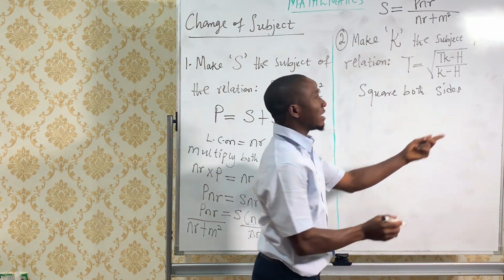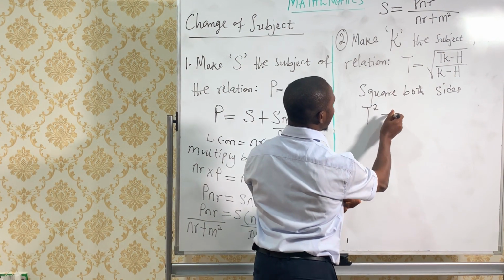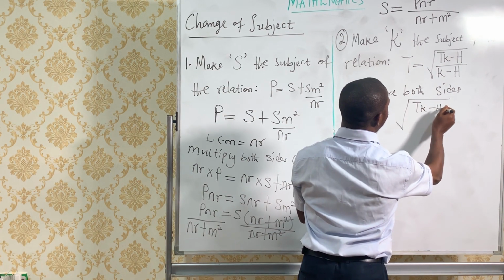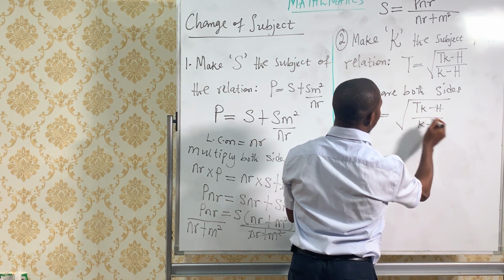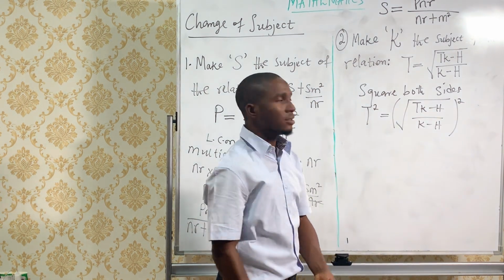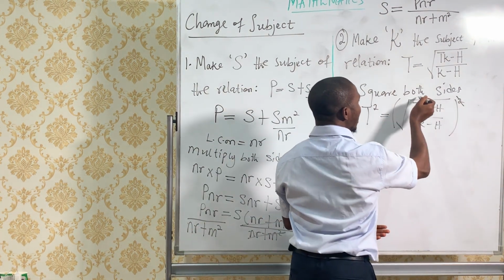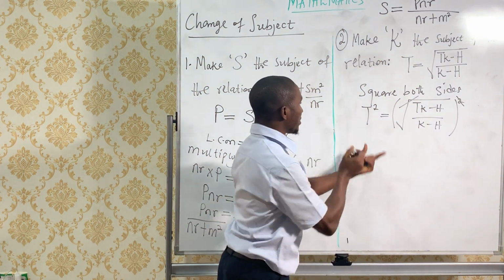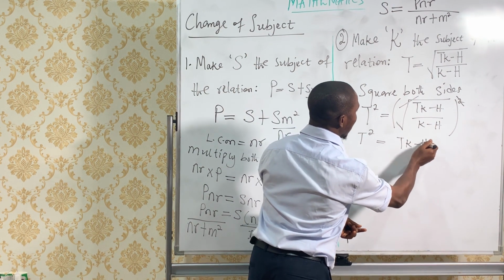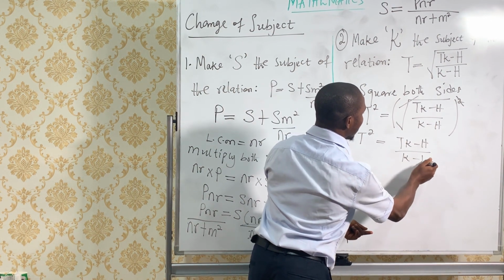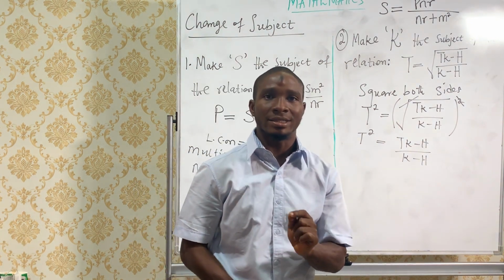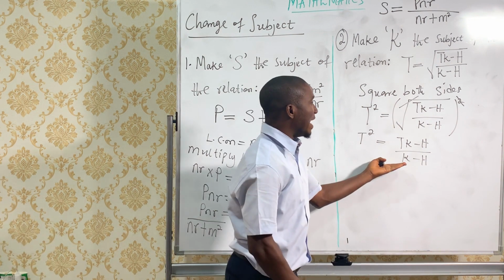By the time we square both sides, we are going to have T squared equals the square root of (TK minus H over K minus H), also squared. So we've squared both sides, and the square will eliminate the root. We now have T squared equals TK minus H divided by K minus H. Don't lose focus. Our main target is K.